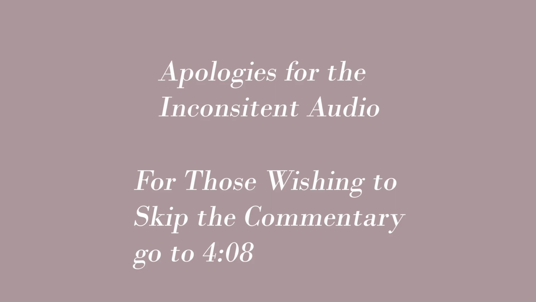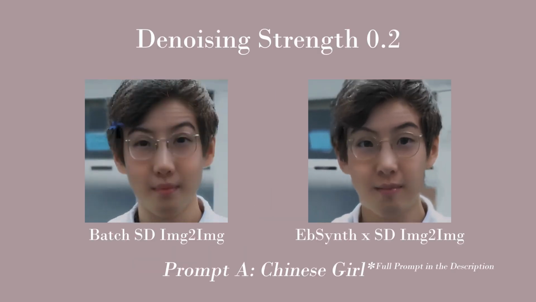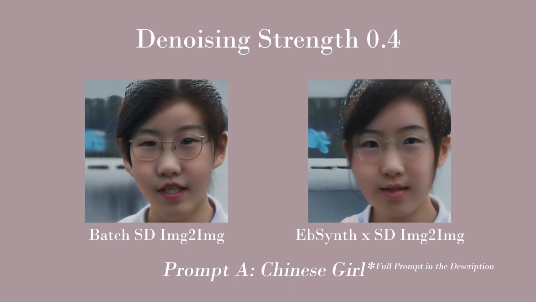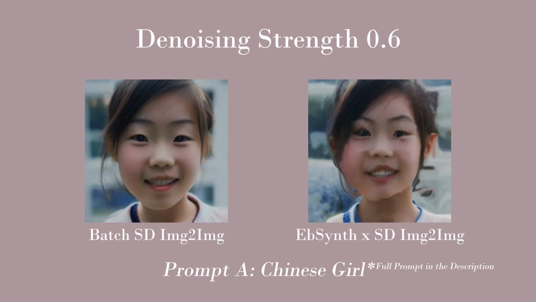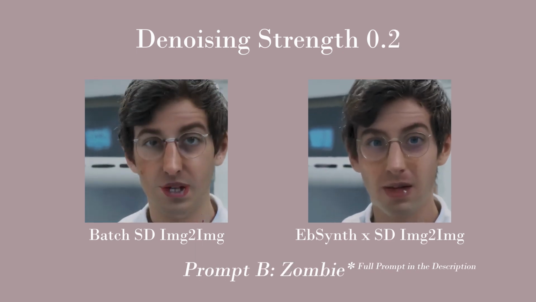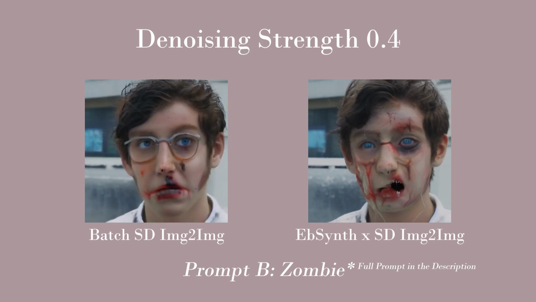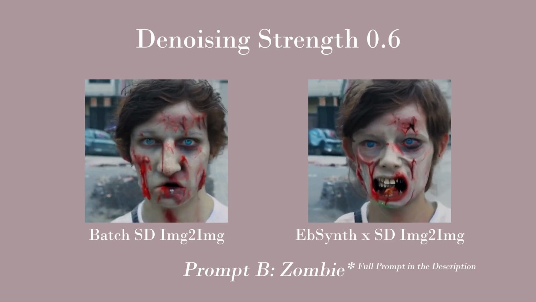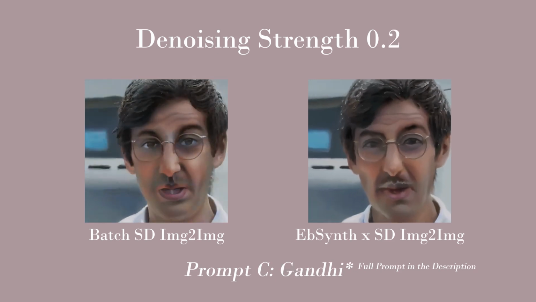This is a comparison between batch image-to-image stable diffusion and EbSynth with one image-to-image keyframe at 3 different denoising strengths. The motivation for this comparison is to better understand each method's use from an individual creator's perspective. Let's begin by very briefly introducing the 3 key parts of this comparison for those who are unfamiliar.